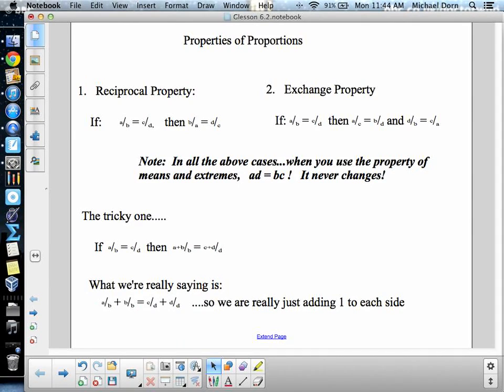Properties of proportions. This is pretty straightforward. And again, as a review of algebra, we can do all sorts of things with our proportions. I can switch them around. If A over B equals C over D, then B over A equals D over C. I can flip both the fractions. Now, it doesn't mean that the new proportion is the same as the old one.